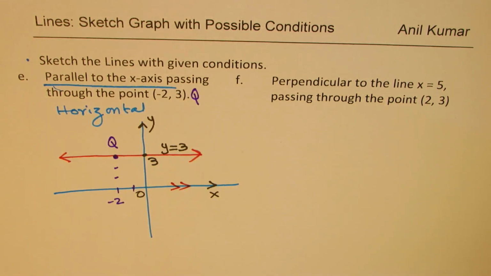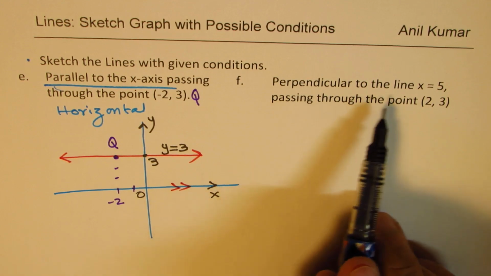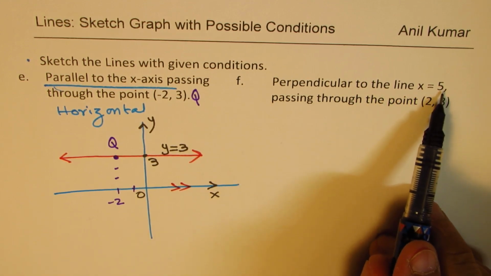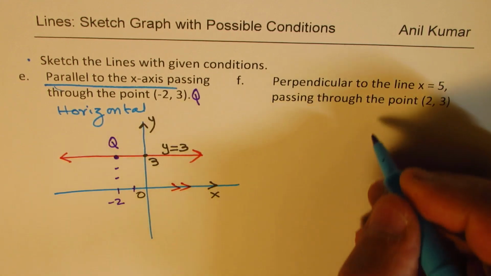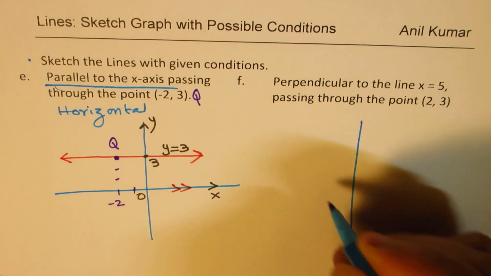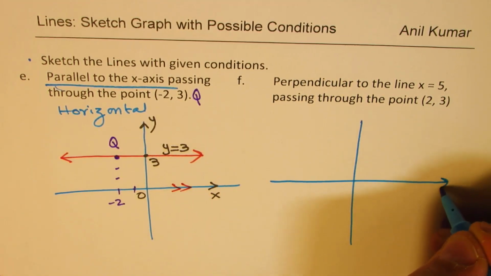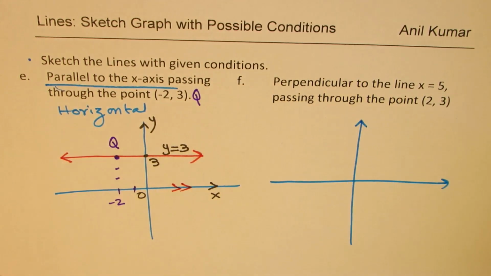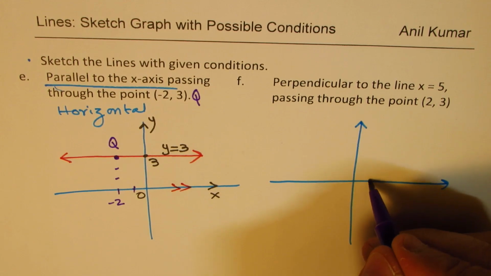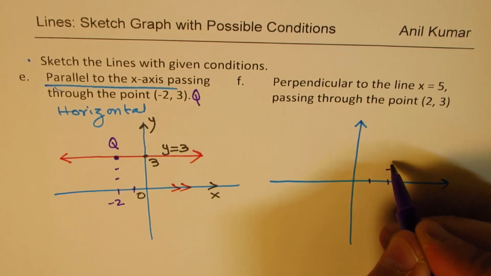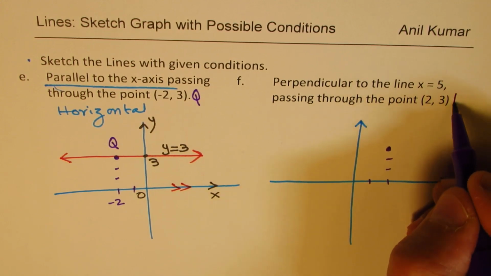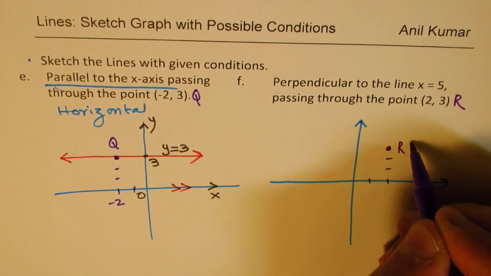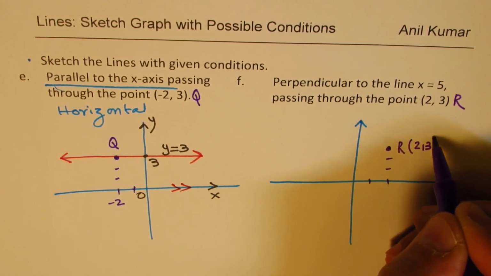Perfect. Last question: perpendicular to the line x equals 5 and passing through the point (2, 3). I would like you to now pause the video, sketch the graph, and then look into my suggestions. So first thing you do is get to the point (2, 3). 1, 2, and 3. So we are at the point. Let's call this point R, and the point R is (2, 3) for us.